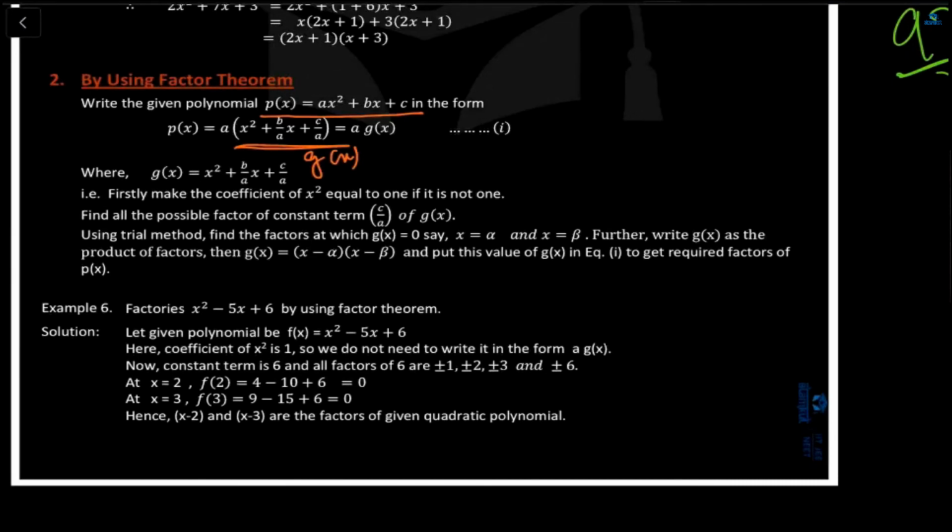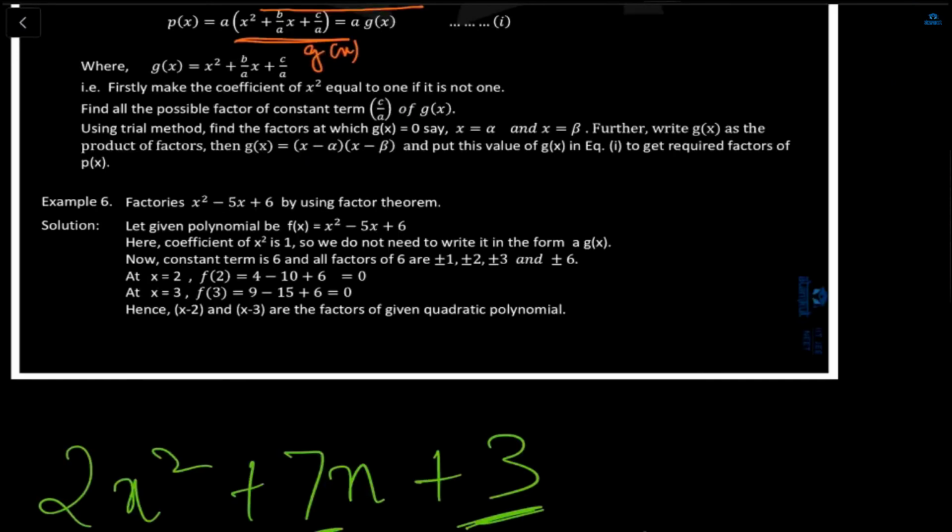Now, whatever factors you get, you have to use the hit and trial method to find the zeros. Use the trial method to find the factors at which g(x) is equal to 0. Say x is equal to alpha and x is equal to beta are the zeros, so you can further split it in this form. Let's see one question so that we can understand.